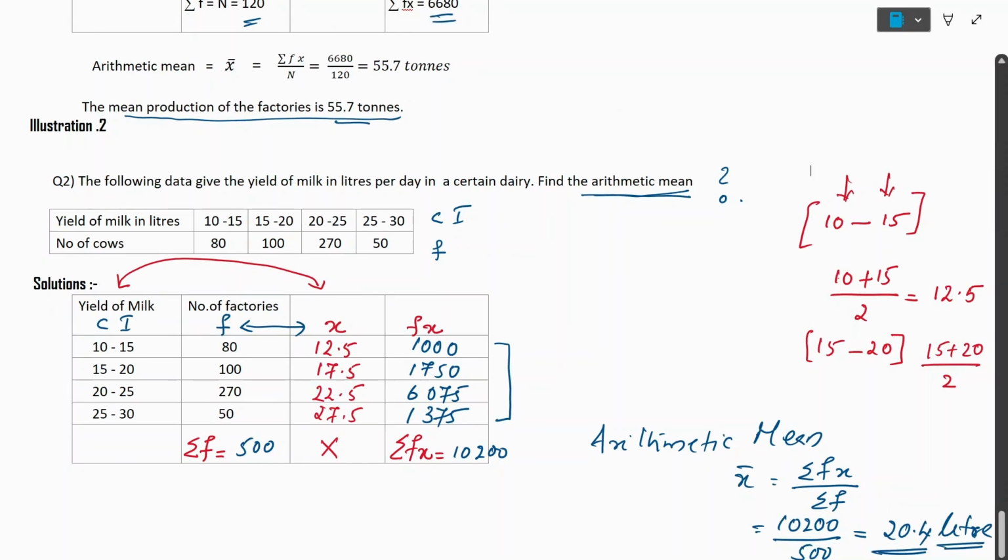This video covered the topic of arithmetic mean for raw data, discrete data, and continuous data, and we'll continue this topic in the next lecture with the concept of combined and weighted mean. Also, we will discuss the model questions from this topic for exams.